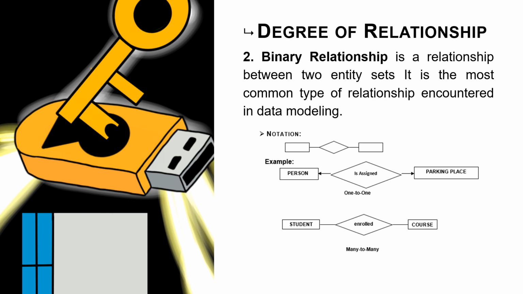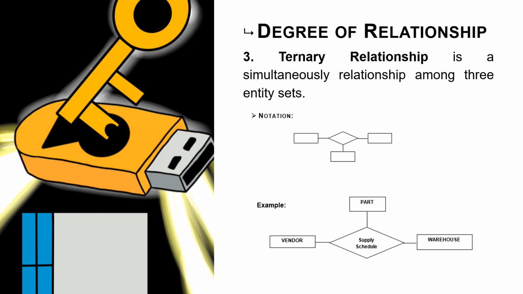How about the many-to-many relationship? A student or students can enroll in many courses or subjects, and many courses can be enrolled in by many students. So those are examples of the binary relationships. How about the ternary relationships? It is a simultaneous relationship among three entities. For example, a vendor supplies a part to the warehouse, which has the relationship of a supply schedule.